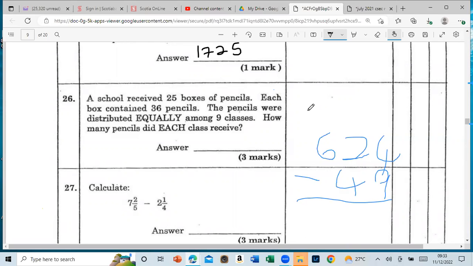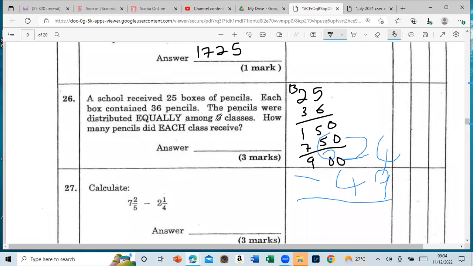You have to multiply, because it's for each box. So let me just multiply quickly, right? 6 times 5 is 30. 6 times 2 is 12, and that's 15. Put a 0 for the space. 3 times 5 is 15, 5 carry 1. 3 times 2 is 6, and 1 is 7. So it's 900. Yes, 900.